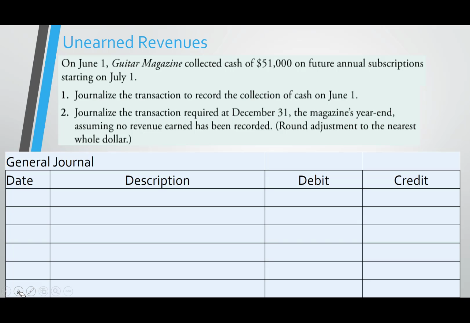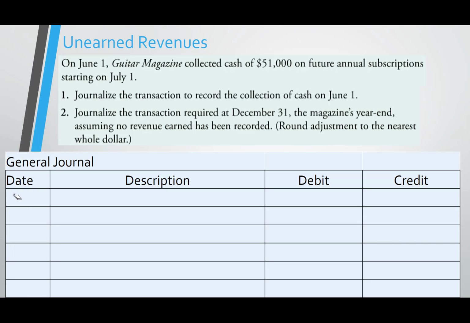Okay, on June 1st, Guitar Magazine collected cash of $51,000 on future annual subscriptions starting July 1st. And we need to do 2 journal entries. One, to journalize a transaction to record the collection of the cash on June 1st. And second, to journalize a transaction required at December 31st, the magazine's year end, assuming no revenue earned has been recorded. And then we're rounding the adjustment to the nearest whole dollar.